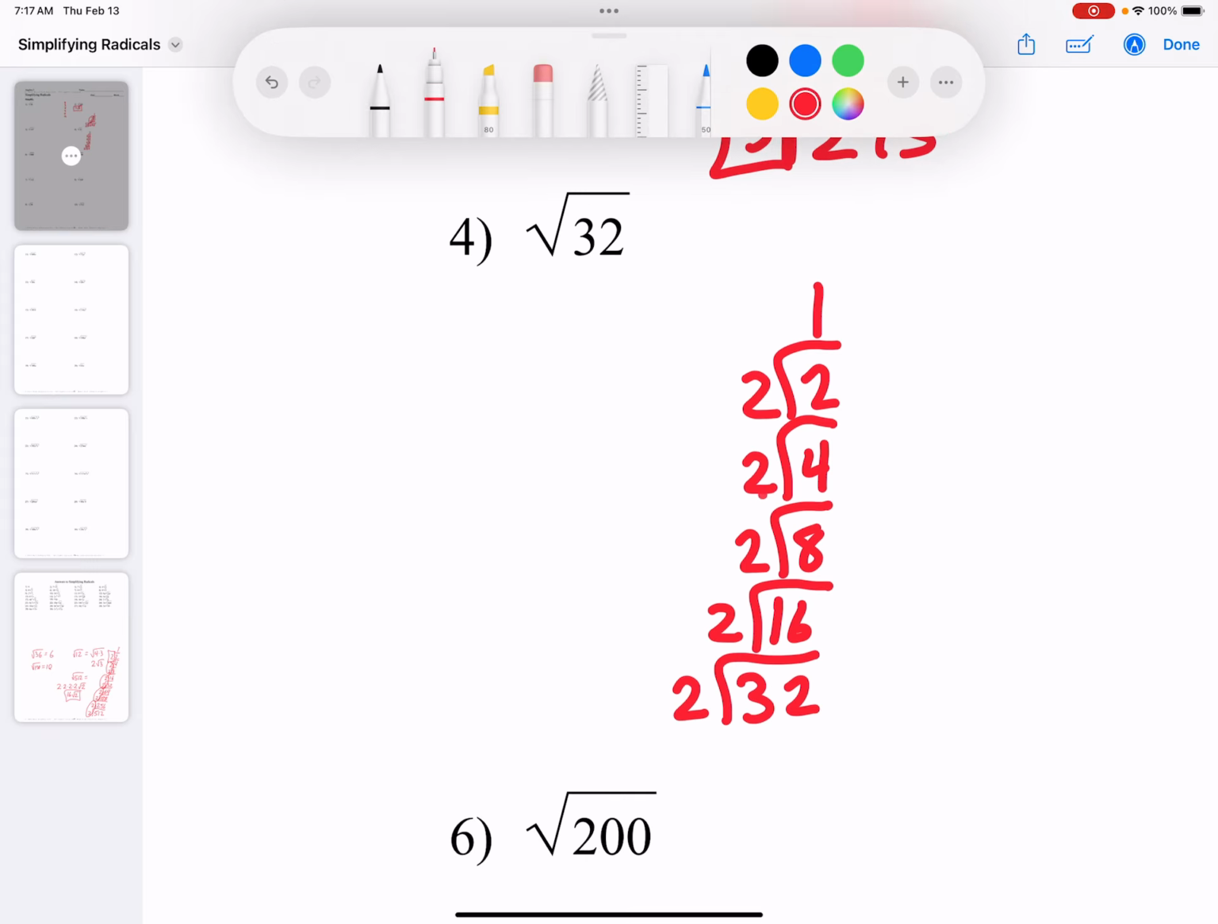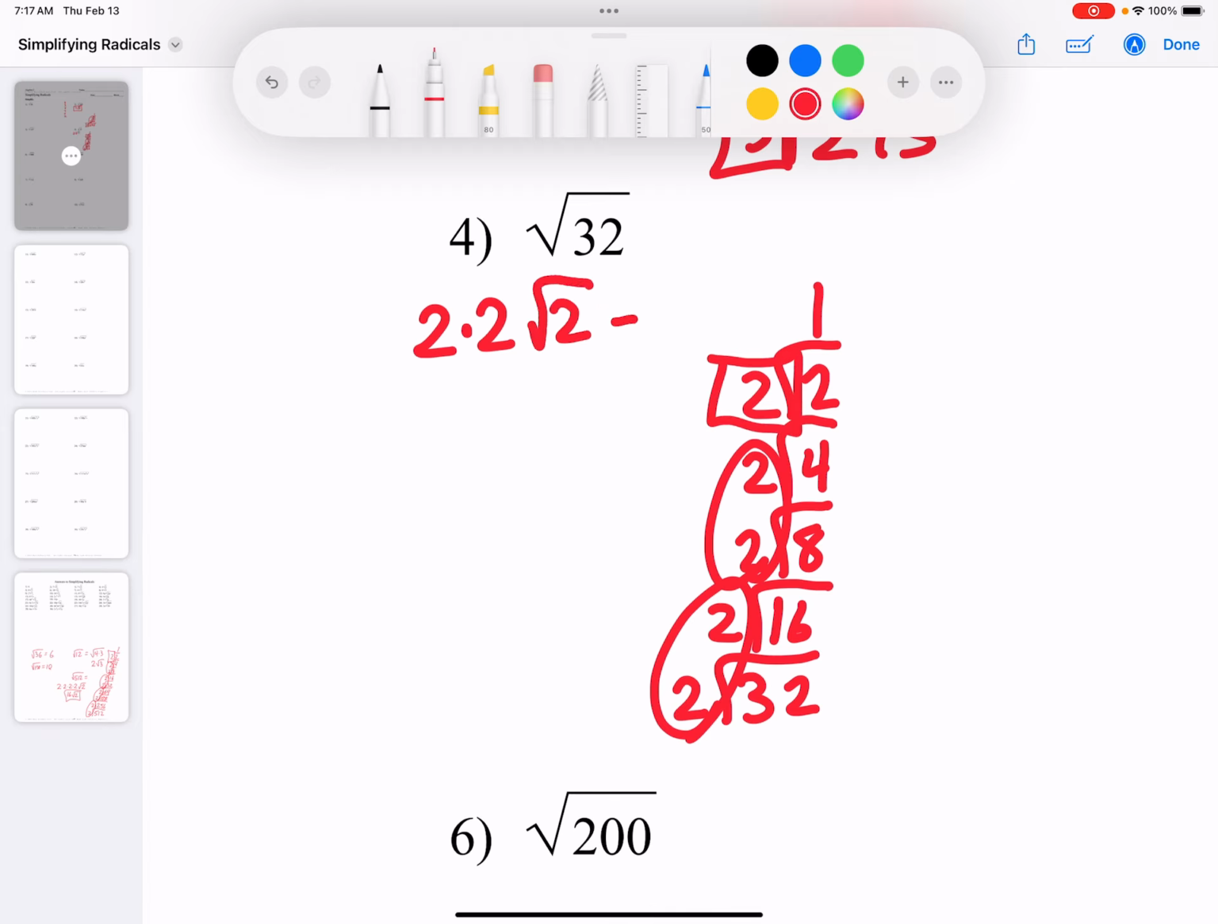So now I'm going to pair everything off. I got a pair here and a pair here. When I take out those pairs, they come out as singles, but we multiply them together. And then this last 2 is going to stay underneath my radical. So we have 2 times 2 square root of 2. So we're going to simplify the 2 times 2 into 4 square root of 2. And that's going to be my answer.